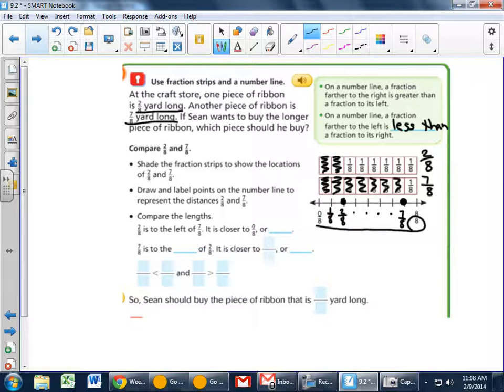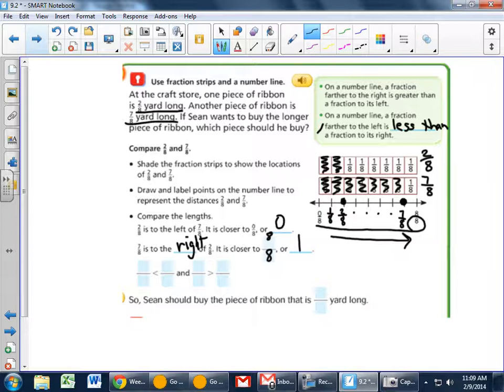2/8 is to the left, which is what this was saying up here, of 7/8. It is closer to 0/8, or to the 0 part of the number line. 7/8 is to the right of the 2/8. Okay, so we're going this direction. It is closer to 8/8, and we know that any number over itself is equal to 1.